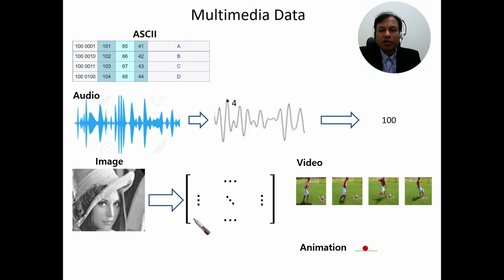So the image is then what? An image is an array of two-dimensional numbers, or a two-dimensional array of numbers, right? If you take one number, it can be converted to binary numbers, again ones and zeros. Now how about the video?